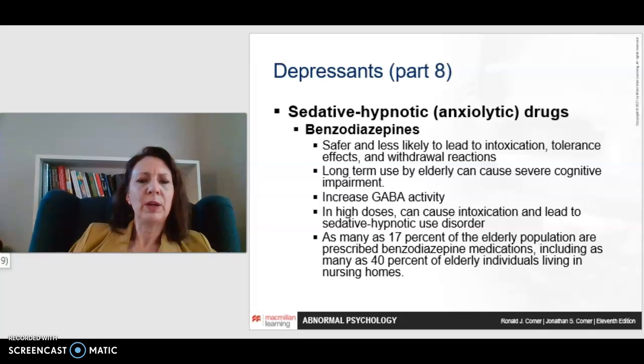Long-term use by the elderly, however, can cause severe cognitive impairment, and even still, as many as 17% of the elderly population are prescribed benzodiazepines, including 40% in nursing homes. They do increase GABA activity for calming purposes, but in high doses they can cause intoxication and lead to a sedative hypnotic use disorder.